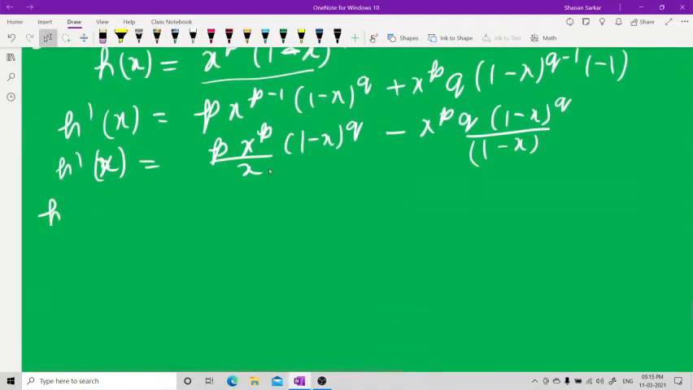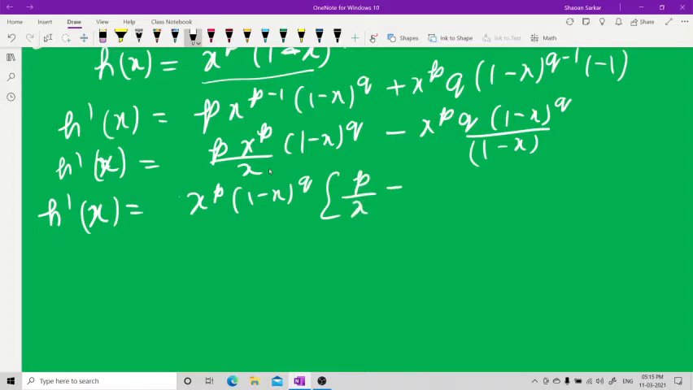Now h dash x is x to the power of p, 1 minus x to the power of q, times p upon x minus q upon 1 minus x. This is that format. Now you do one thing, put h dash x equal to 0.